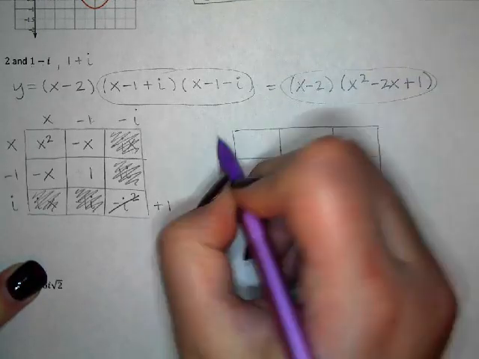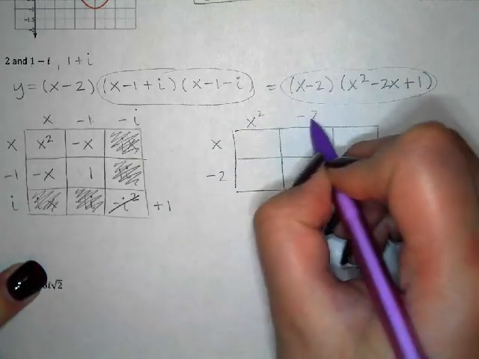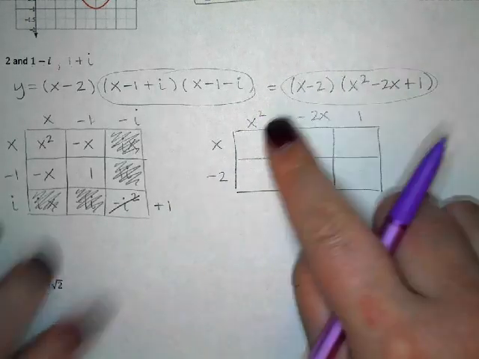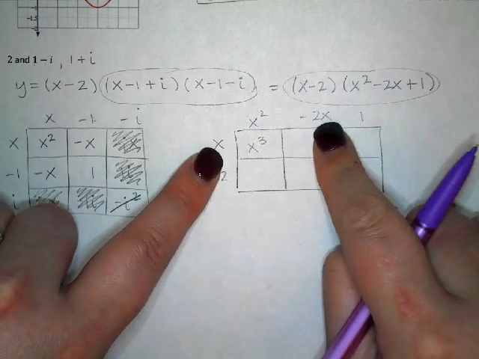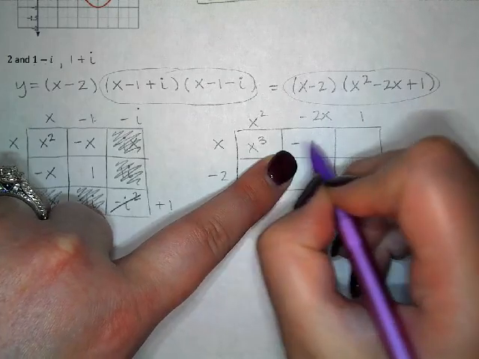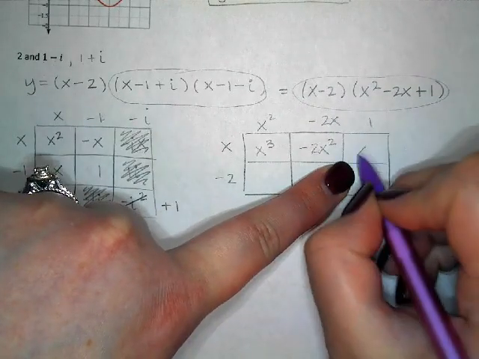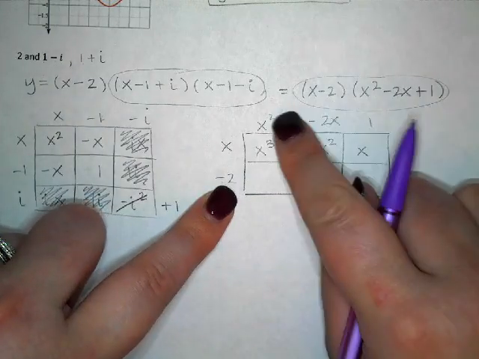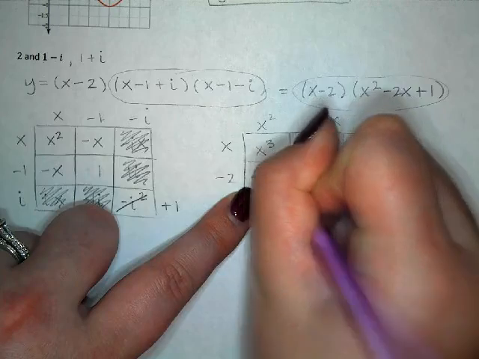x times x squared is x to the third. x times negative 2x is negative 2x squared. x times 1 is x. Negative 2 times x squared is negative 2x squared. Negative 2 times negative 2x is positive 4x. Negative 2 times 1 is negative 2.